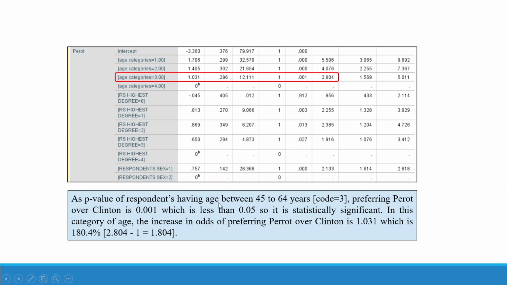As a p-value of respondents having age between 45 to 64 years, code 3, preferring Parrot over Clinton is 0.001, which is less than 0.05, so it is statistically significant. In this category of age, the increase in odds of preferring Parrot over Clinton is 1.031, which is 180.4 percentage. So 2.804 minus 1 is 1.804.